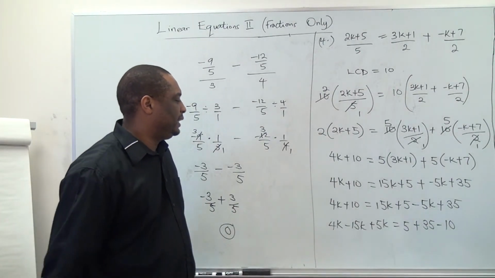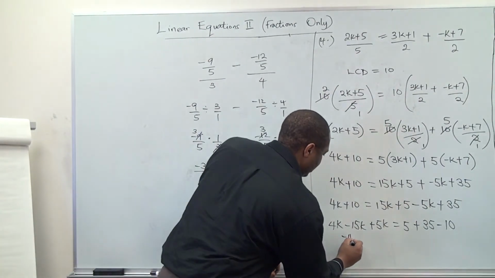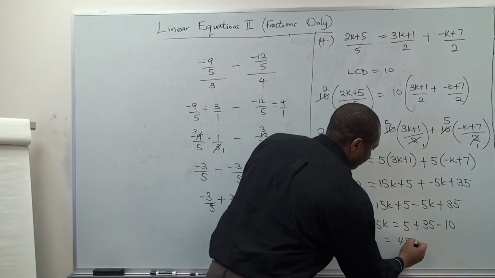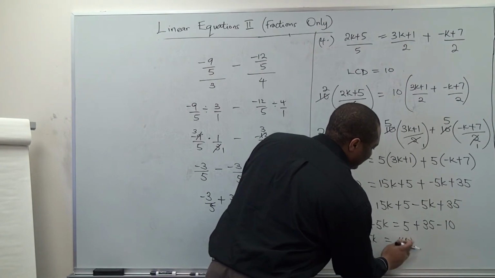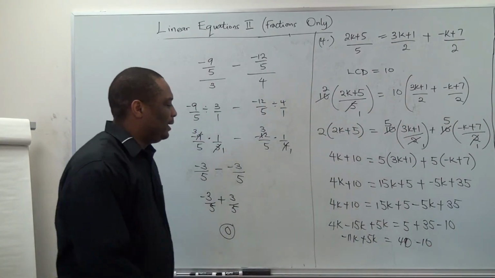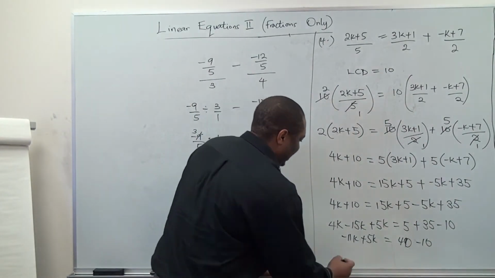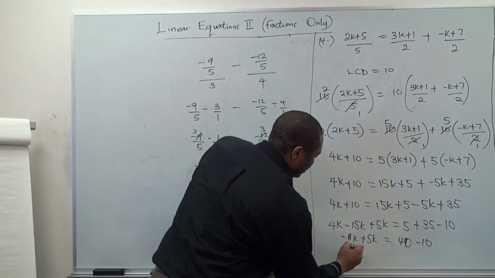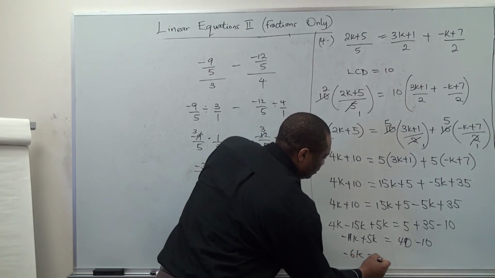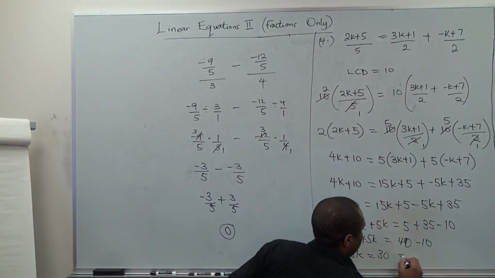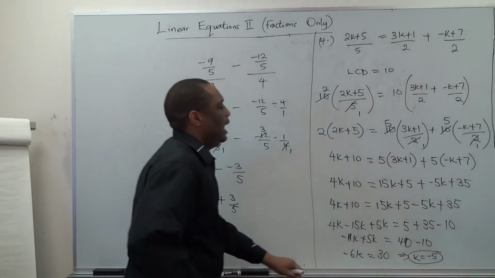So 4k minus 15k gives you negative 11k, plus 5k, equal to 5 plus 35, which is 40. 5 plus 35 is 40, then minus 10. So negative 11k plus 5k gives you what? Negative 6k, equal to 30. 40 minus 10 is 30. So this tells you that k will be negative 5. You divide both sides by negative 6 and k is negative 5.